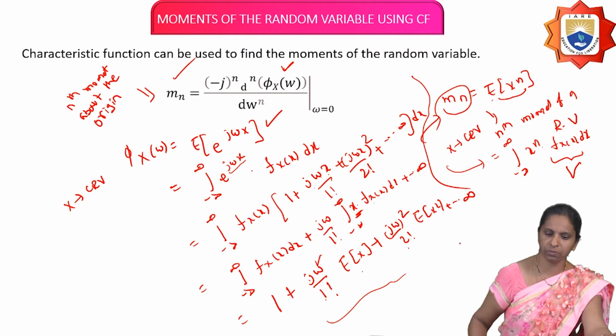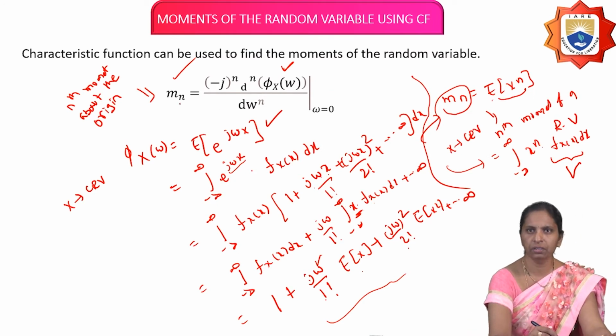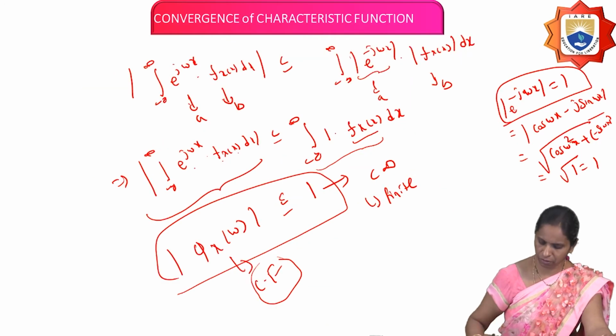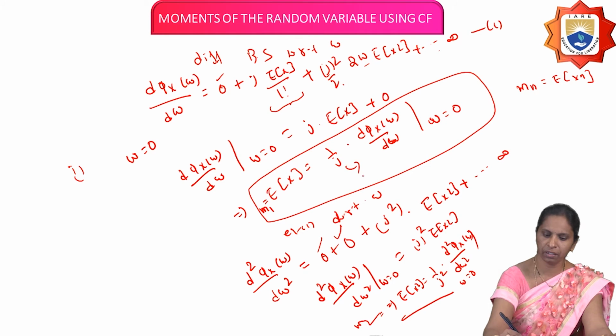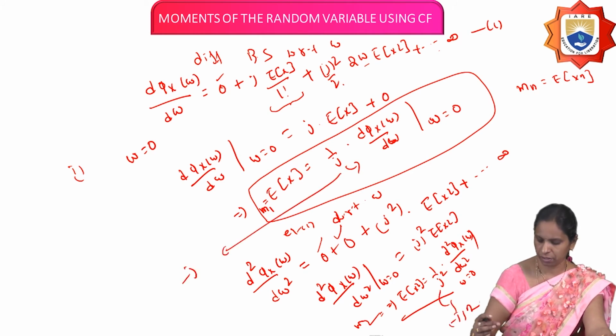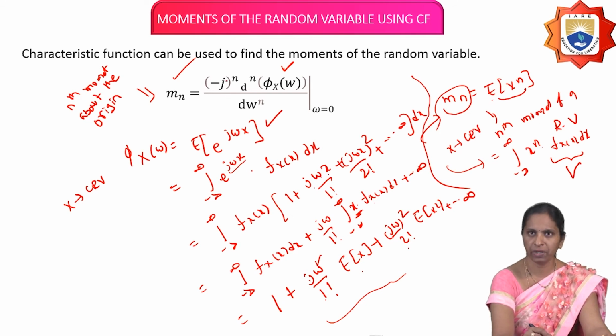Therefore, for any value of n, how can you write the equation? Mn equals to what? 1 by j. What is 1 by j value? Here, nothing but minus j. So, 1 by j, nothing but minus j only. So, here minus j power n. Therefore, Mn equals minus j power n, d power n pi x of omega by d omega power n at omega equals to 0.